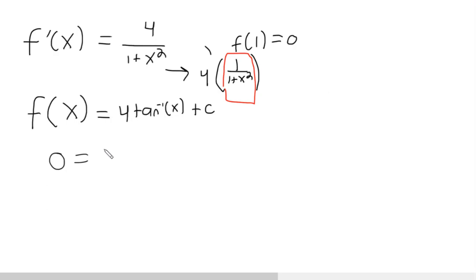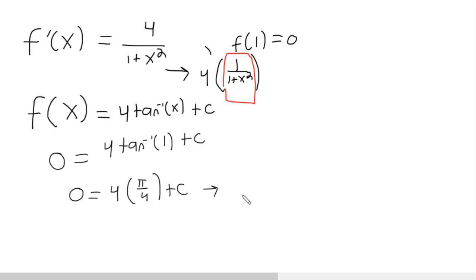So I'll do 0 equals 4 inverse tangent of 1 plus c. And then 0 equals 4. Well, inverse tangent of 1 is just pi over 4 plus c. And you'll see that those 4's cancel. And I get 0 equals pi plus c. And c is going to be negative pi if I just solve for c.